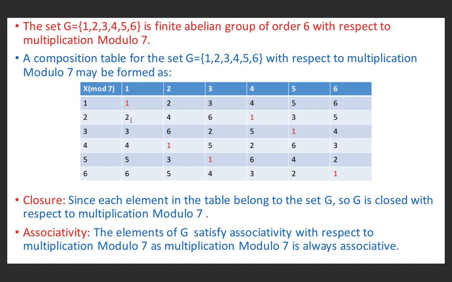To write the elements of the second row, we will multiply the elements of the top border row by 2 and then divide the resulting number by 7. So 2 into 1 is 2. When we divide it by 7, the remainder is 2. 2 into 2 is 4, the remainder is 4. 2 into 3 is 6, the remainder is 6. 2 into 4 is 8. When we divide 8 by 7, the remainder is 1. 2 into 5 is 10. When we divide it by 7, the remainder is 3. 2 sixes are 12. When we divide 12 by 7, the remainder is 5.